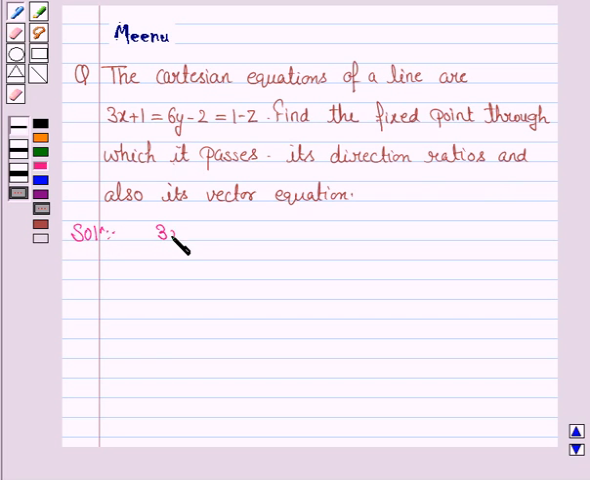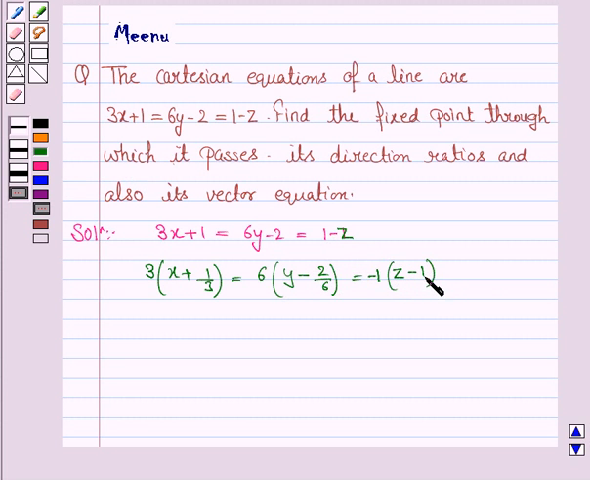The equation of the line is given as 3x plus 1 is equal to 6y minus 2 is equal to 1 minus z. Now this can be written as, taking 3 common, 3 into (x plus 1/3), is equal to, taking 6 common, 6 into (y minus 2/6), is equal to, taking minus 1 common, minus (z minus 1).